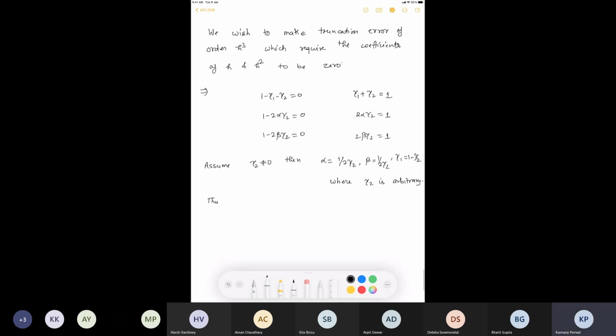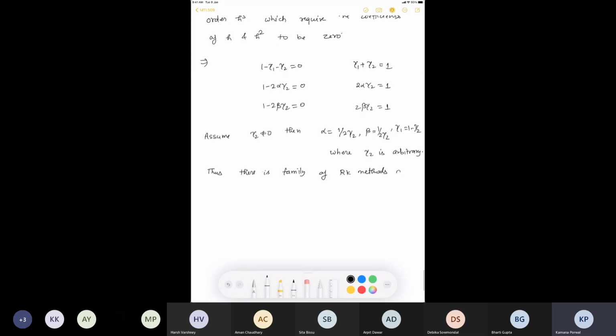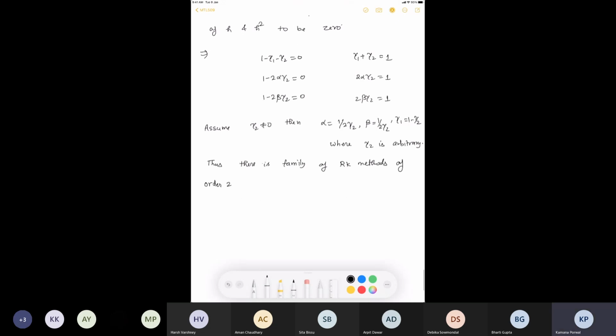So thus there is a family of Runge-Kutta methods of order 2 depending on the choice of gamma 2.